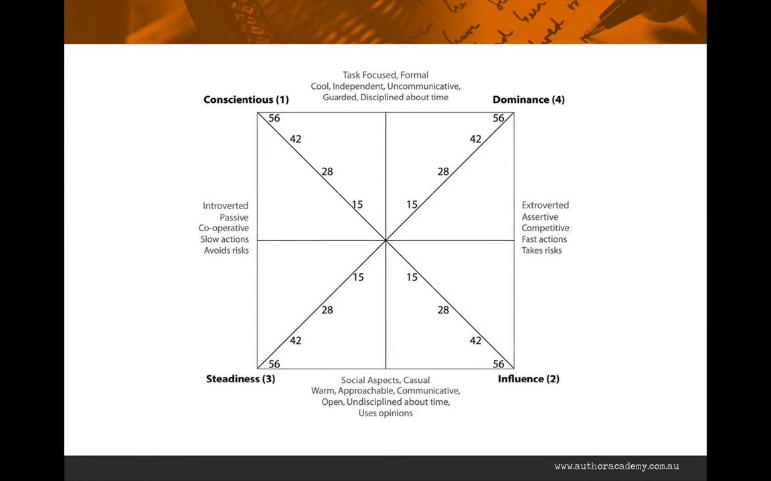So as you can see here, you've got the four letters: dominance, influence, conscientiousness and steadiness. And it then tells you around the side what I've just discussed and where they sit on this grid.